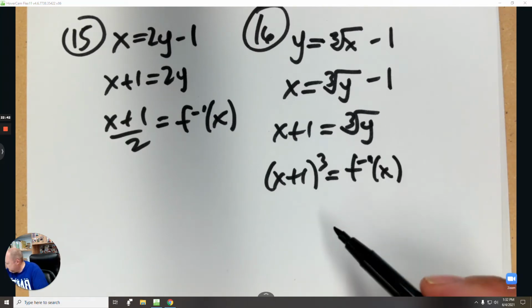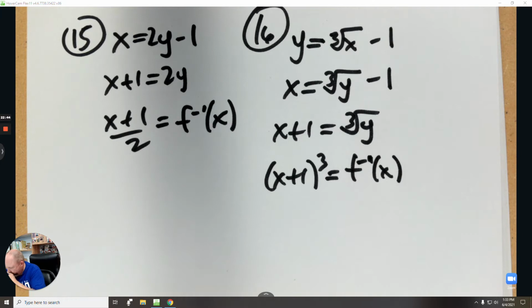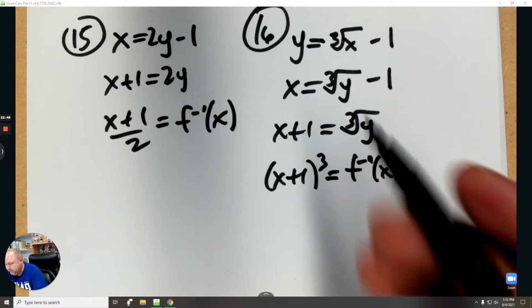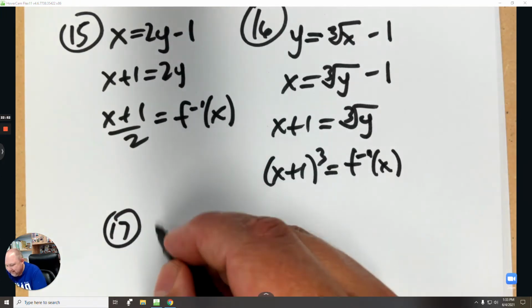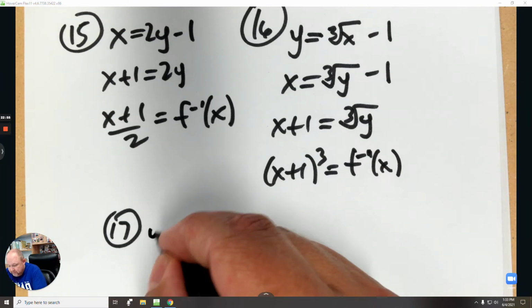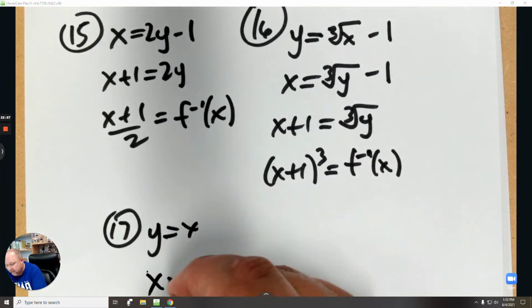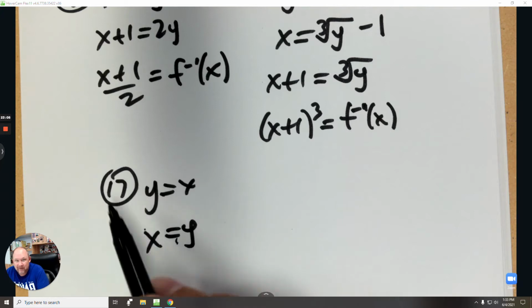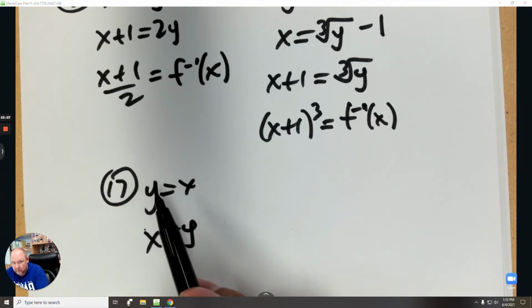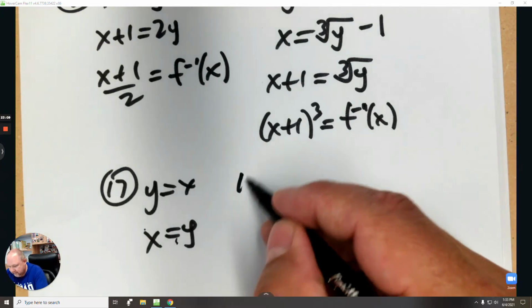Number 17. For number 17, g at x equals x. So if I inverse this, it's the same thing, right? So if I write y equals x and inverse it, that y is by itself. So a function and its inverse are equal to each other. There's your answer, number 17.